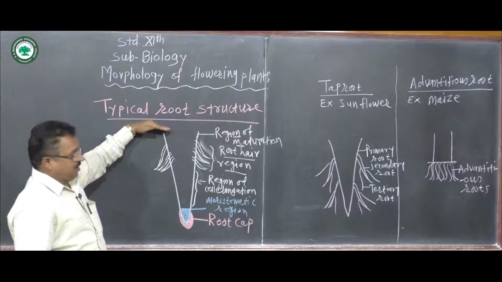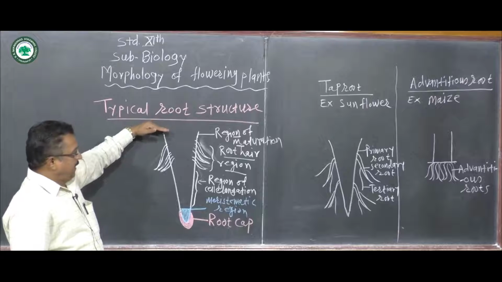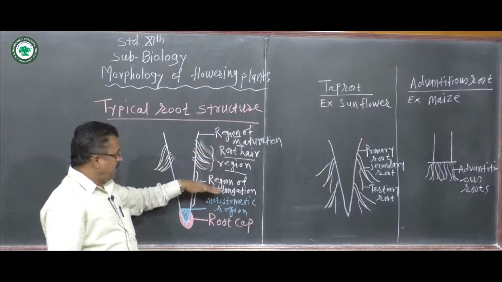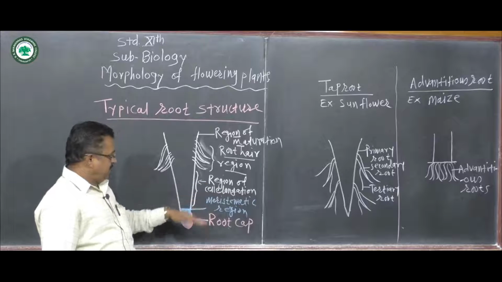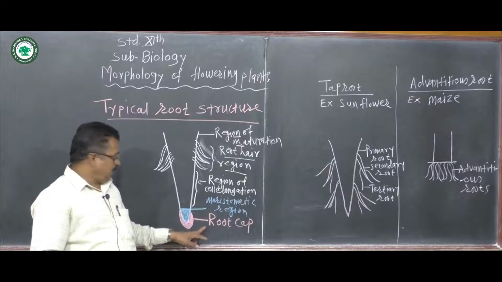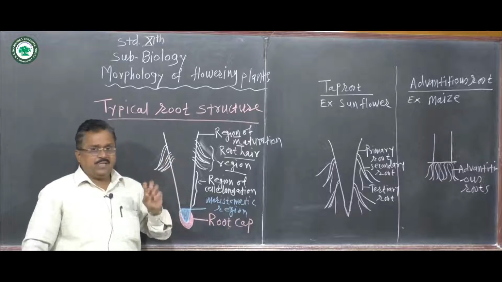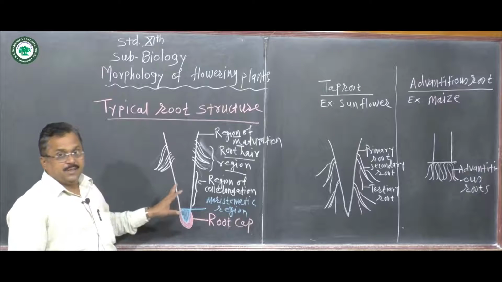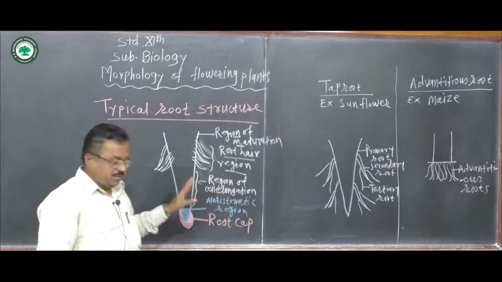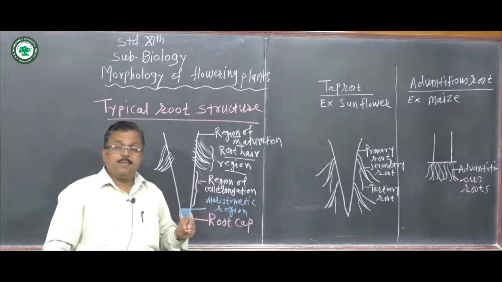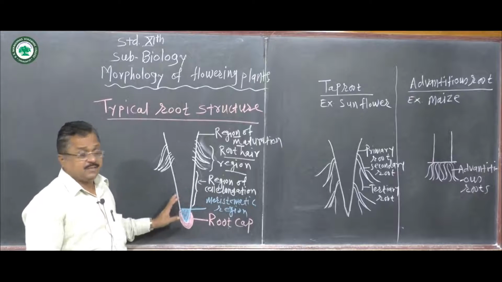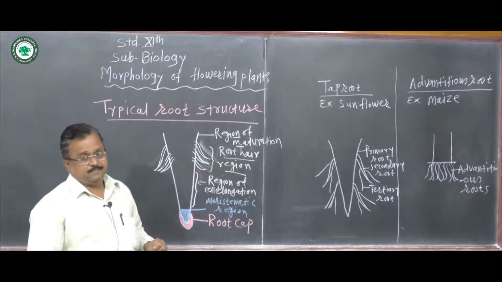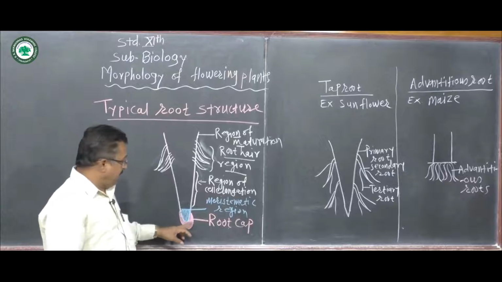This is the typical root structure, which shows the different regions: the region of maturation, root hair region, region of elongation, meristematic region, and root cap. About the root cap, once again, root caps are present in the majority of plants except hydrophytes. In hydrophytes, a root pocket is present. One point remains here.